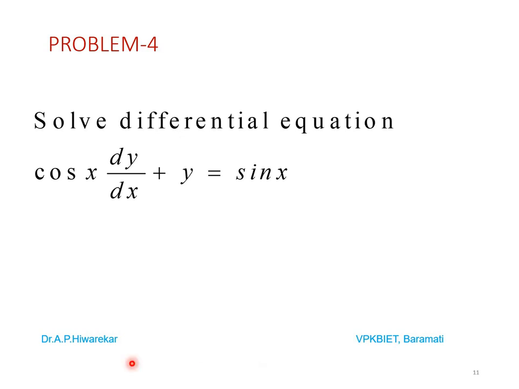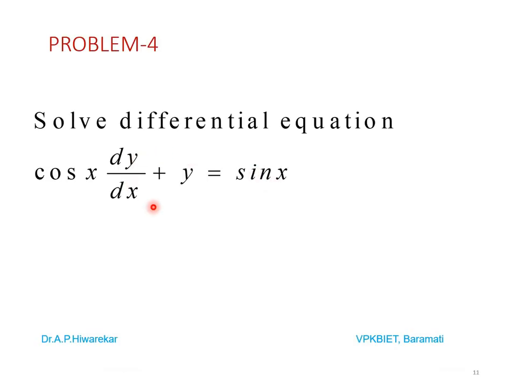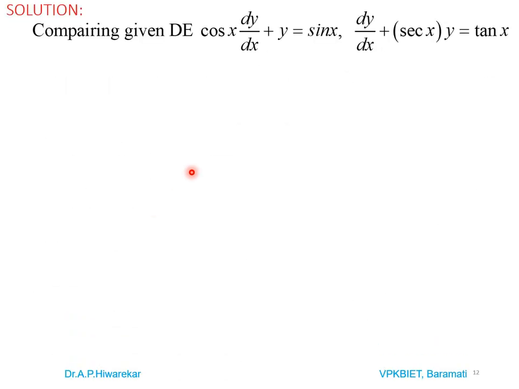Solve differential equation cos x dy by dx plus y is equal to sin x. So simplify this first. Given equation can be written as dy by dx divided by cos x into dy by dx plus y by cos x, and 1 by cos means sec. So it is dy by dx plus sec x into y, which is equal to sin by cos, means tan x. Obviously, this is linear in y.